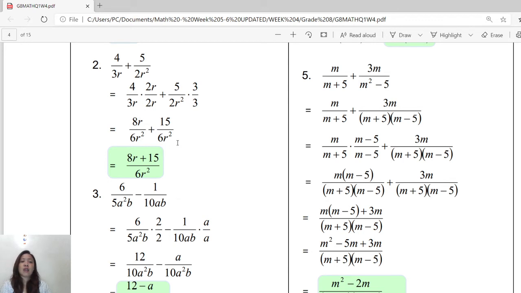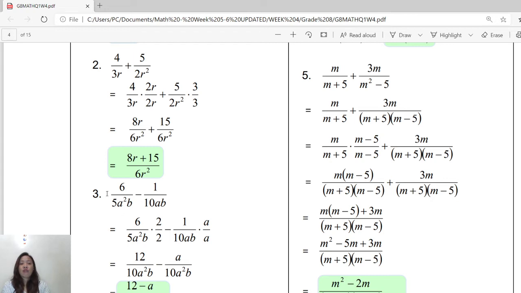Since the denominators again are the same, just copy the denominator. Then we will combine or add the numerators: 8r plus 15. We cannot add or combine further because they are not similar. 8r and 15 are not similar terms. That's why you cannot combine. So you can just leave it like this.